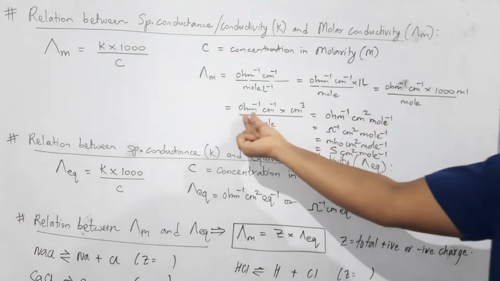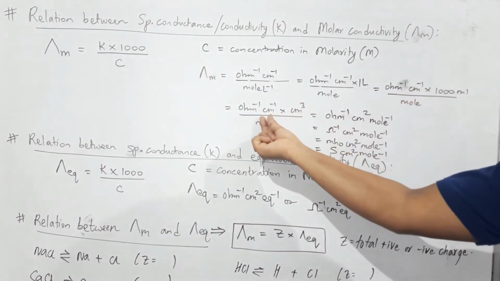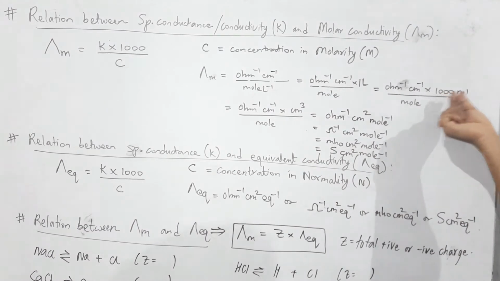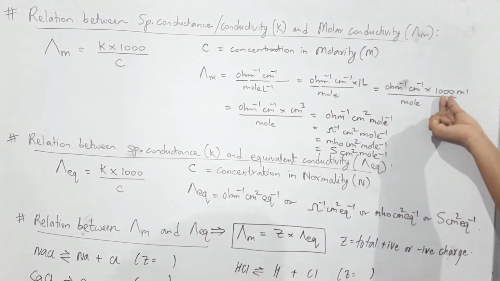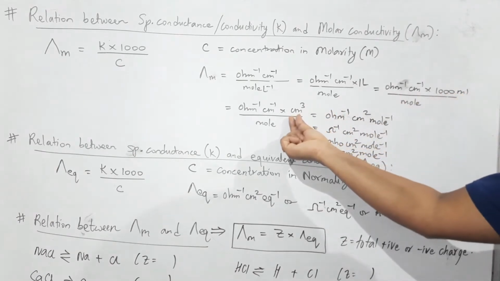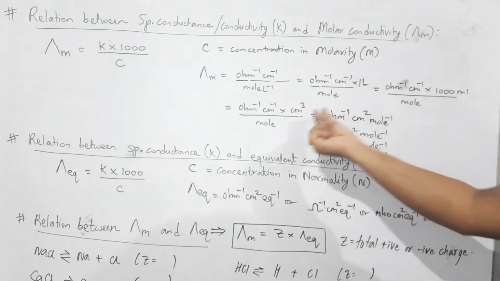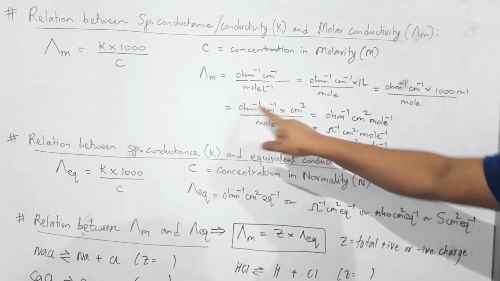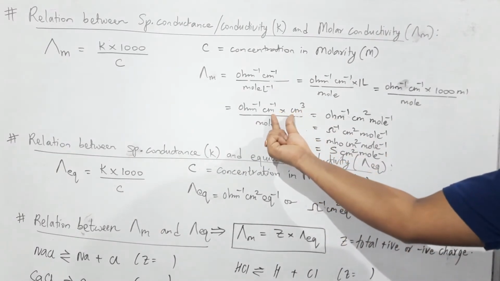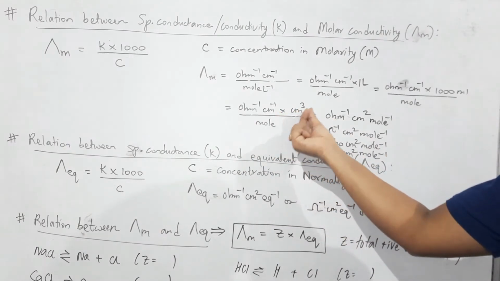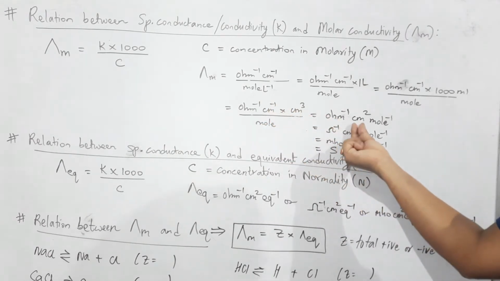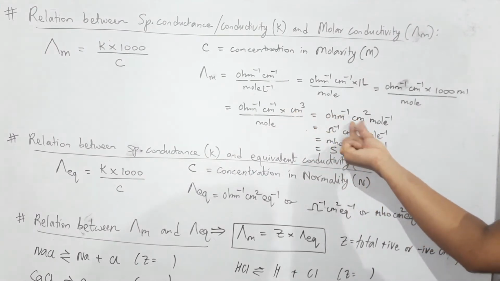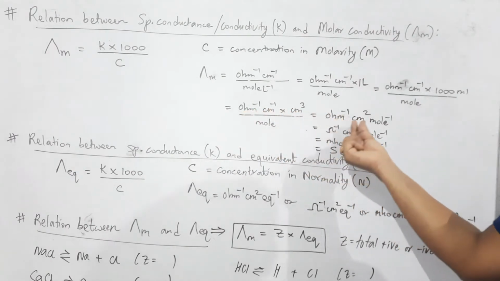So I keep ohm inverse, centimeter inverse and mole as they are. 1000 is a number, no need to write it. ml and centimeter cube mean the same, so I am just replacing ml with centimeter cube. Now let us solve these two. Centimeter inverse with centimeter cube gives you centimeter square, with ohm inverse as it is.